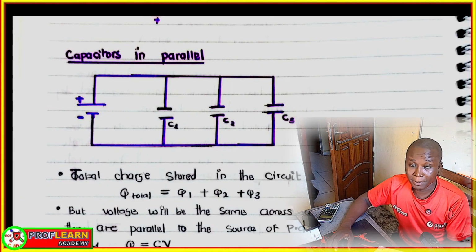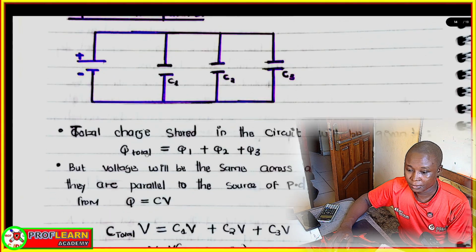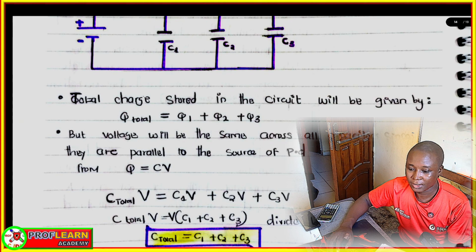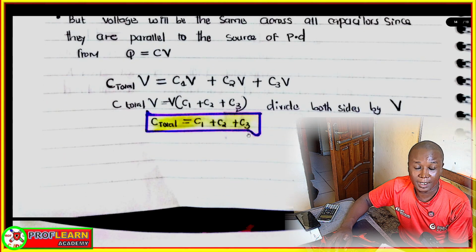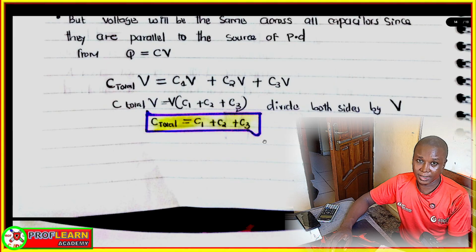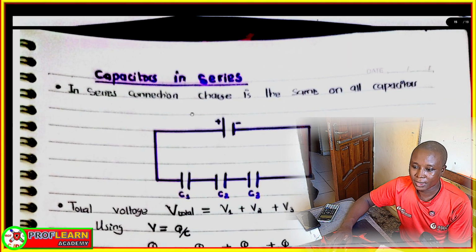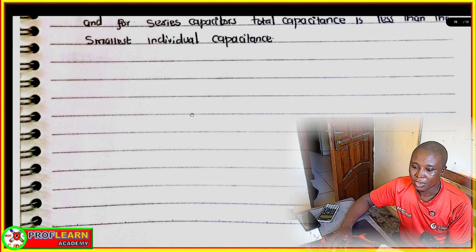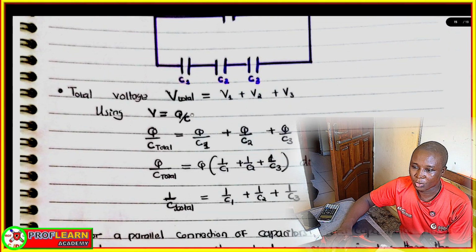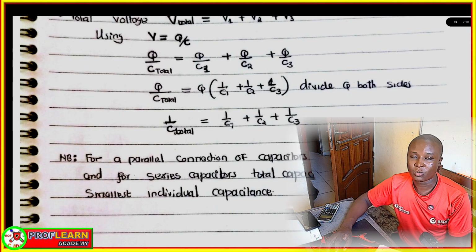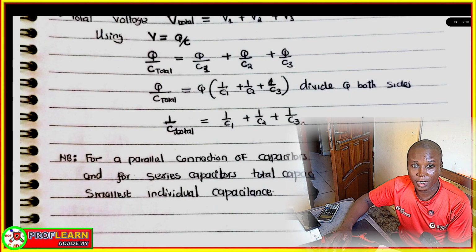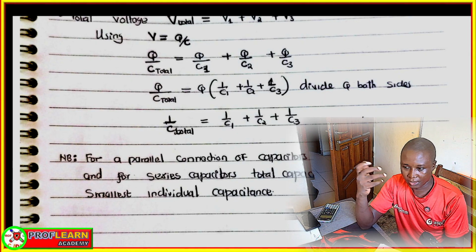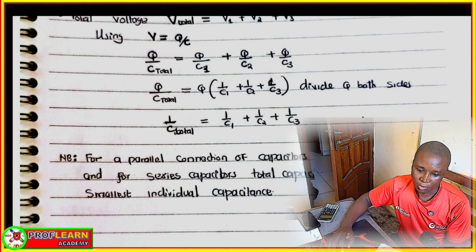When capacitors are connected in parallel, you need to understand that the total capacitance is gotten by finding the sum of the individual capacitors. But when capacitors are connected in series, you get the total capacitance by adding the reciprocals of the capacitors in that order, so that you can get the reciprocal of that. You need to understand that capacitors are usually the reverse of what we were doing in resistors.